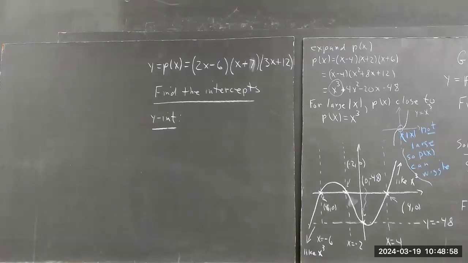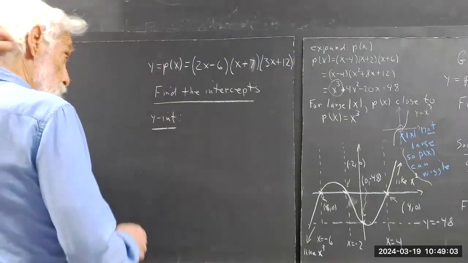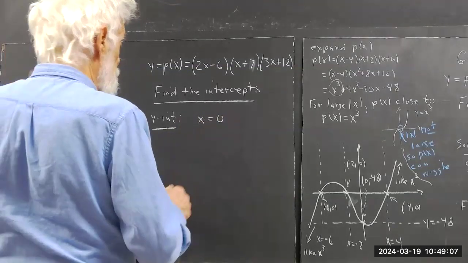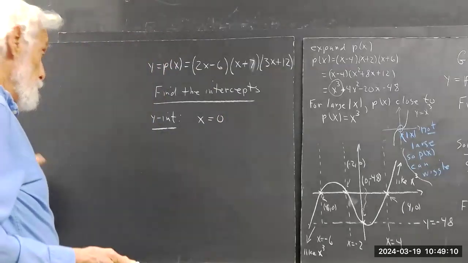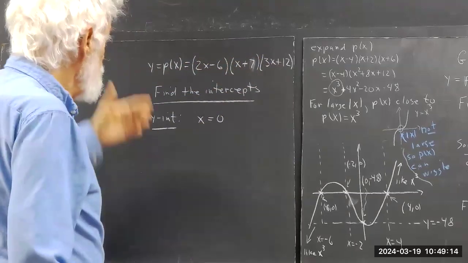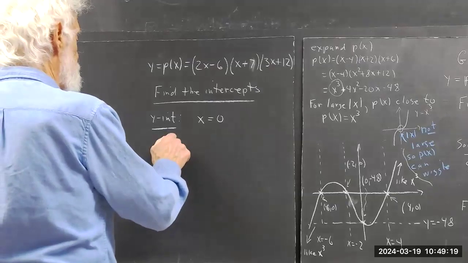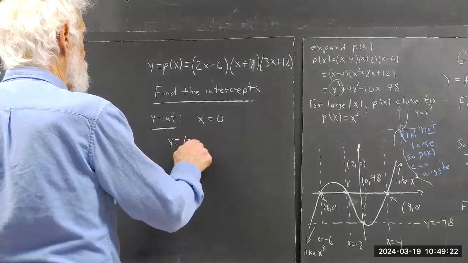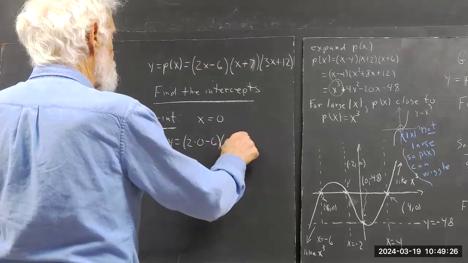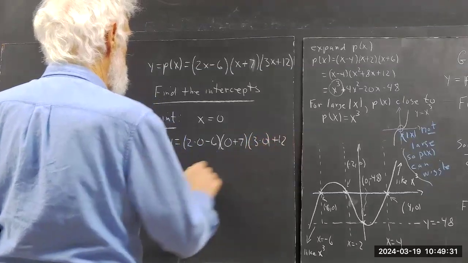Okay, I'm going to move a little more quickly through this because we're nearly out of time. Y-intercept, you immediately write x equals 0. And if you got that far, that's very good. Well, what do you do now that you know x equals 0? You got this expression with these x's in it. You write out the expression, but you replace x with 0. You get y equals 2 times 0 minus 6 times 0 plus 7 times 3 times 0 plus 12.